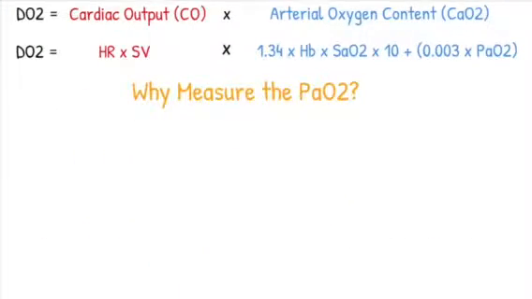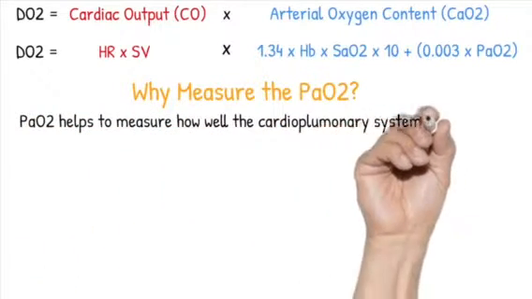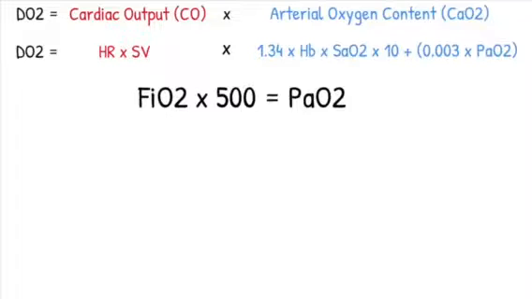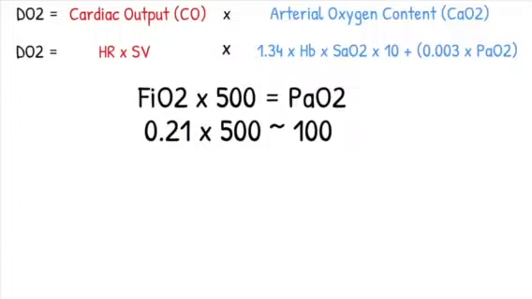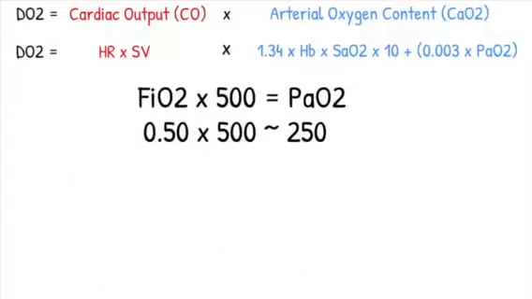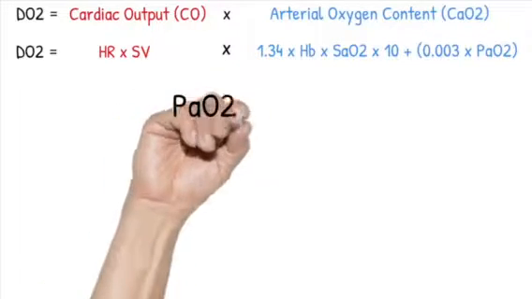Because it helps us understand how well the cardiopulmonary system is working. We can approximate what the normal PaO2 should be for a given FiO2 by multiplying the FiO2 by 500. For example, at room air, the FiO2 is 21%. The PaO2 normally approaches 100. If we increase the FiO2 to 50%, then the PaO2 should approach 250 in the average adult at rest.